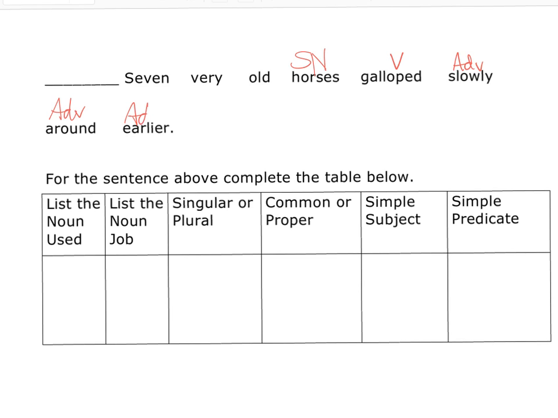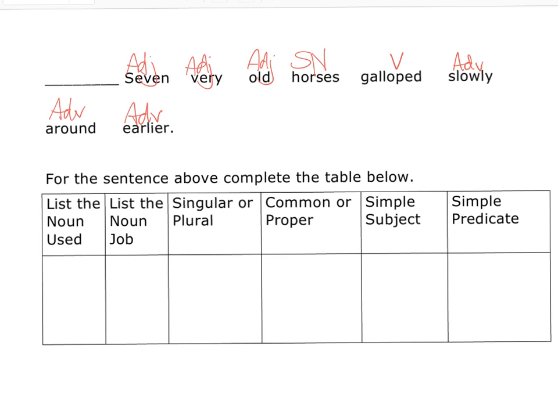Earlier, adverb. Now when I want to find adjectives, I need to look for the closest noun, and then I'm going to ask the questions: what kind, which one, and how many. Whatever words answer any of those 3 questions are going to be labeled as my adjectives. So, what kind of horses? Old, adjective. How old? Very, adjective. How many old horses? 7, adjective.